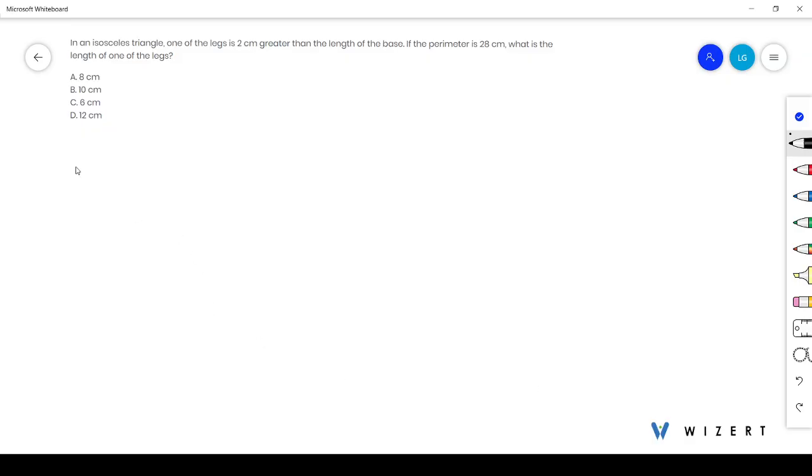Our question is, in an isosceles triangle, one of the legs is 2 cm greater than the length of the base. If the perimeter is 28 cm, what is the length of one of the legs?